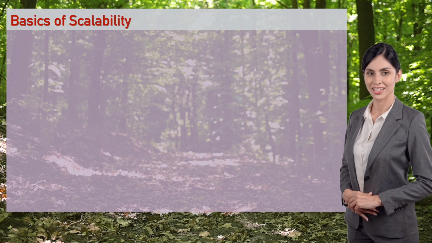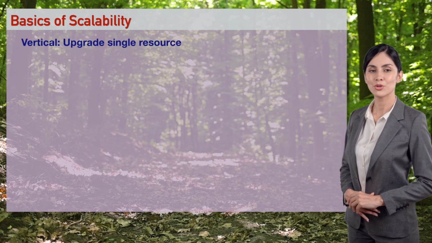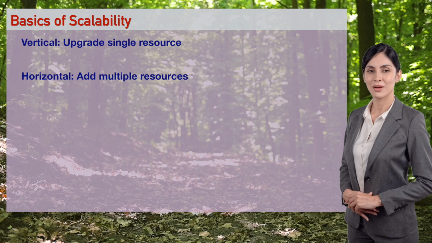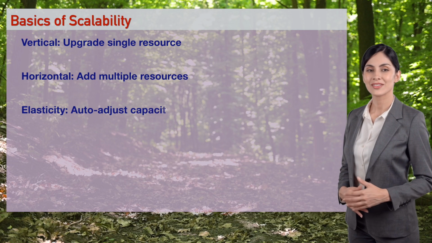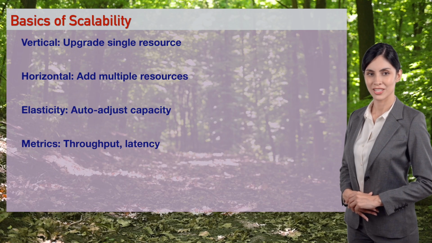Basics of scalability. Vertical scaling upgrades a single machine's resources like CPU or RAM, simple but limited by hardware ceilings. Horizontal scaling adds more machines, offering unlimited potential via distribution. Elasticity auto-adjusts capacity based on demand. Monitor metrics like throughput and latency to gauge scalability effectiveness.